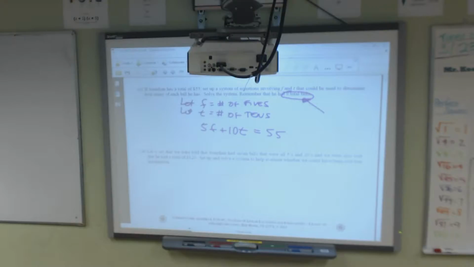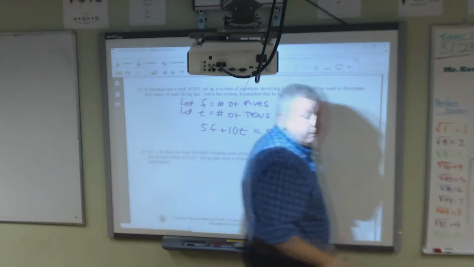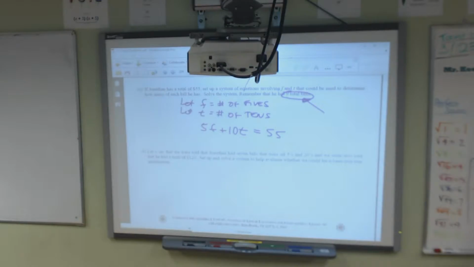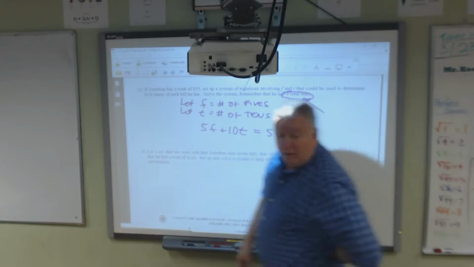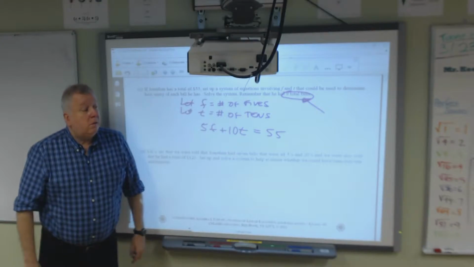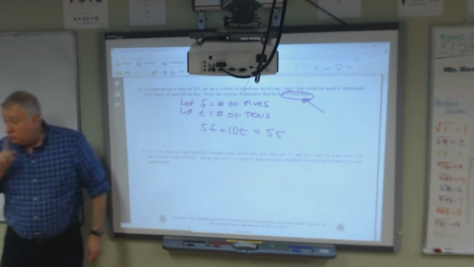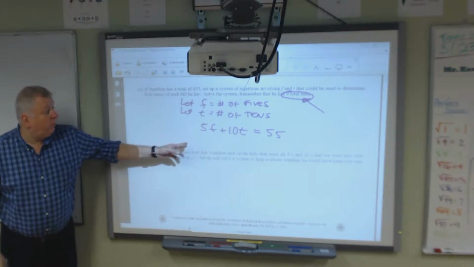We gotta do something with this 9. They're telling us he's got 9 bills in his pocket. 1F plus 1T equals 9. F is how many 5s he has, right? T is how many 10s he has. We don't know that yet.